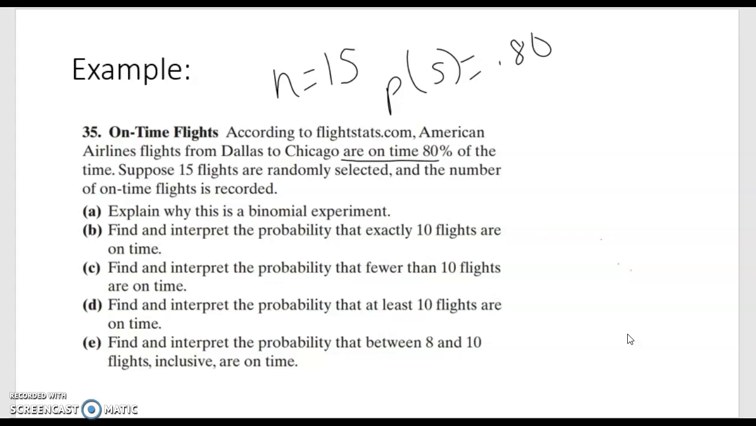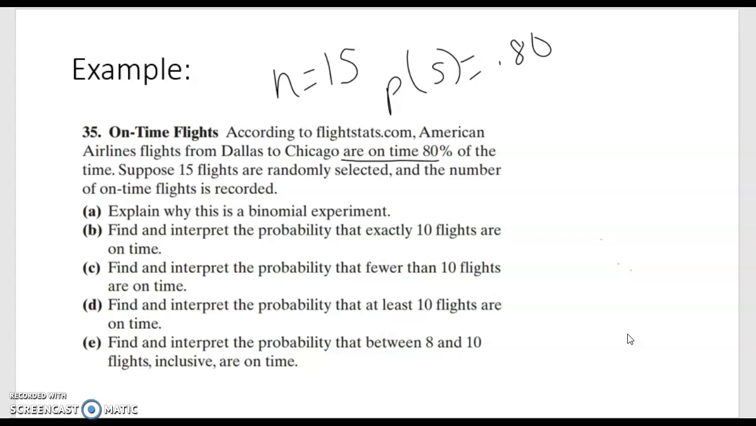A is asking us to explain why this is binomial. To be binomial, 4 criteria have to be met. The probability of success has to be the same in every trial, and in this case it's going to be 80%. There has to be a fixed number of trials. In this case we have a total of 15 trials. Outcomes have to be classified as either successes or failures. In this case, a success would be a flight's on time, so the failure would be the flight's not on time. And then every trial has to be independent. And in this case, one flight time is not going to affect another flight time, so they are independent.